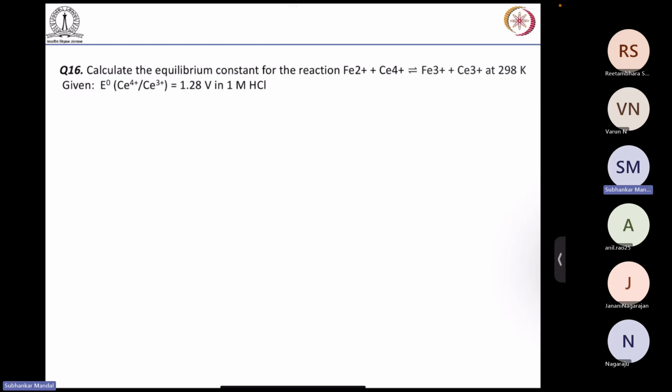Okay, now there's another question. Calculate the equilibrium constant for a reaction of Fe2+ (I think this all will be superscript) to Fe3+. So the equilibrium constant, that is K equilibrium, we have to calculate. How can we calculate it? The standard is given.